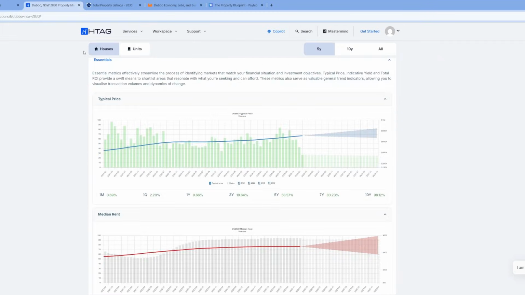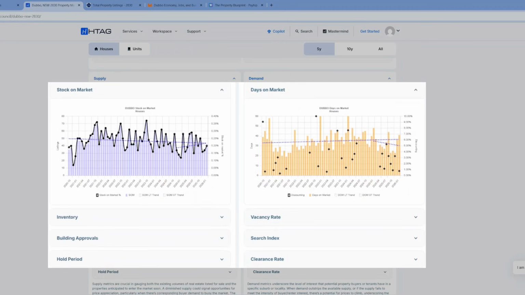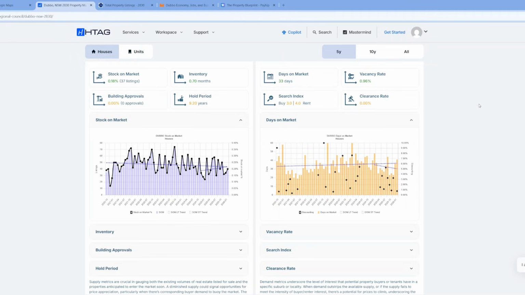So when I scroll down, what I'm trying to look for is the stock on market and the days on market. When you look at the stock on market levels, you can see that over the long term, over the past couple of years, there has been a depleting level of stock in Dubbo. The short term trend has started increasing and then staying a little bit more flat. The main thing we want to see is the long term and short term trends of stock levels falling.